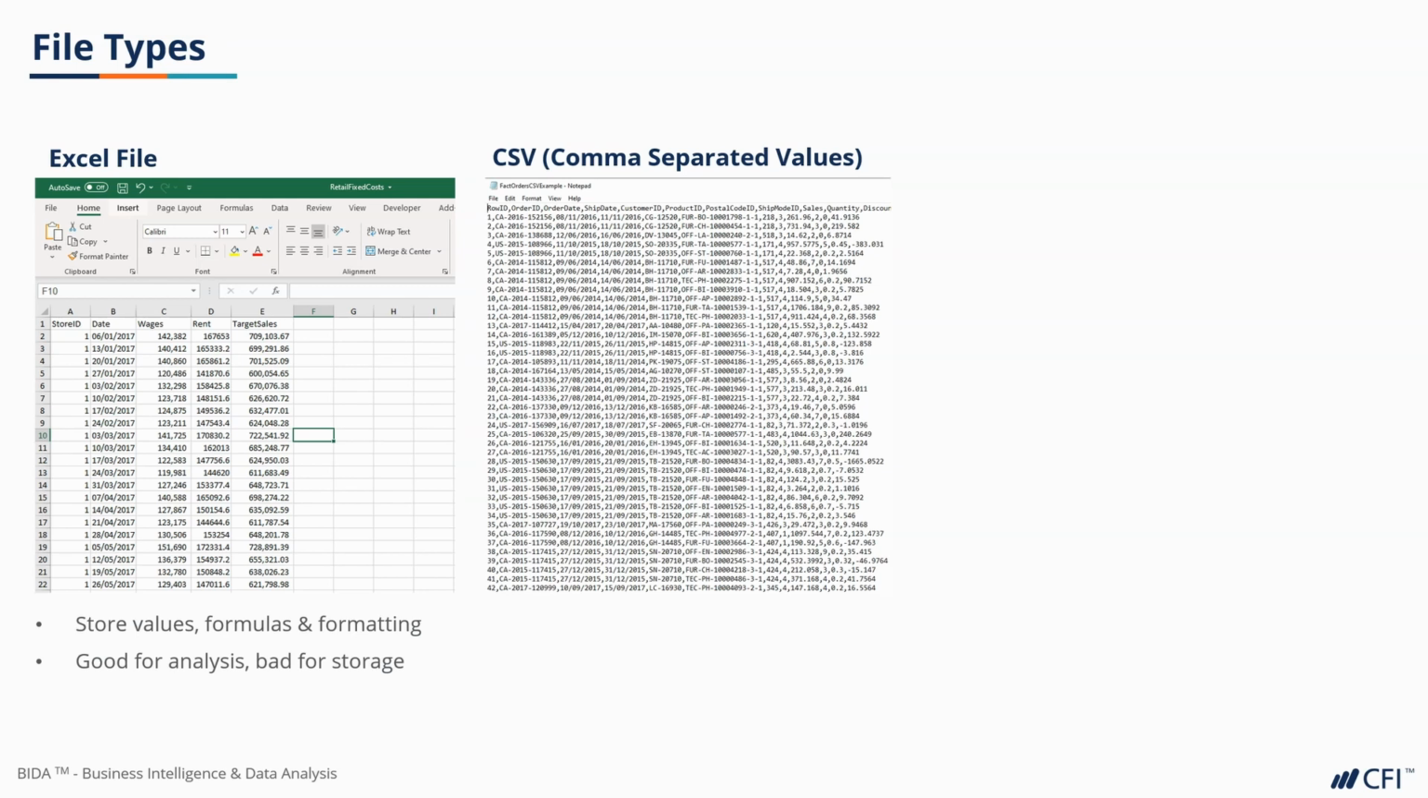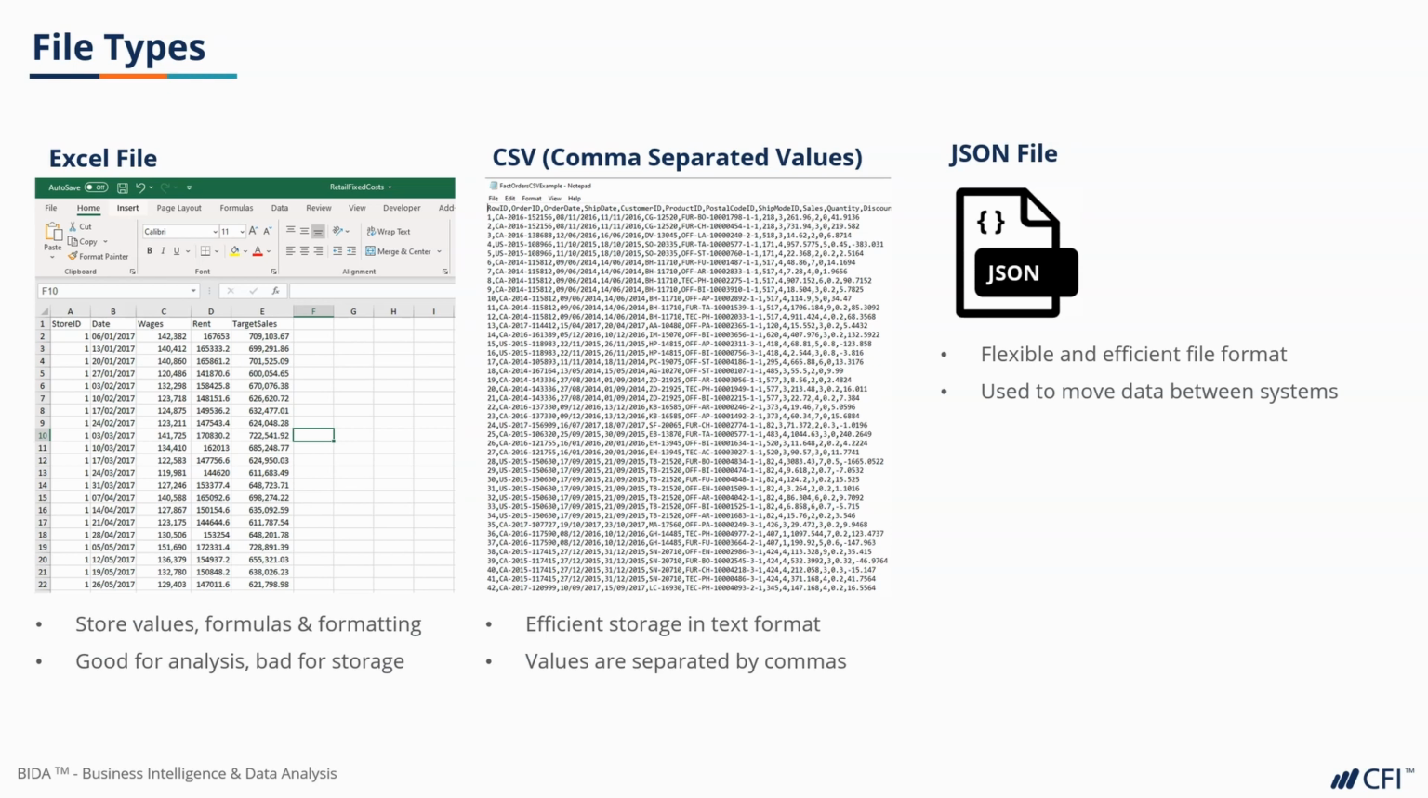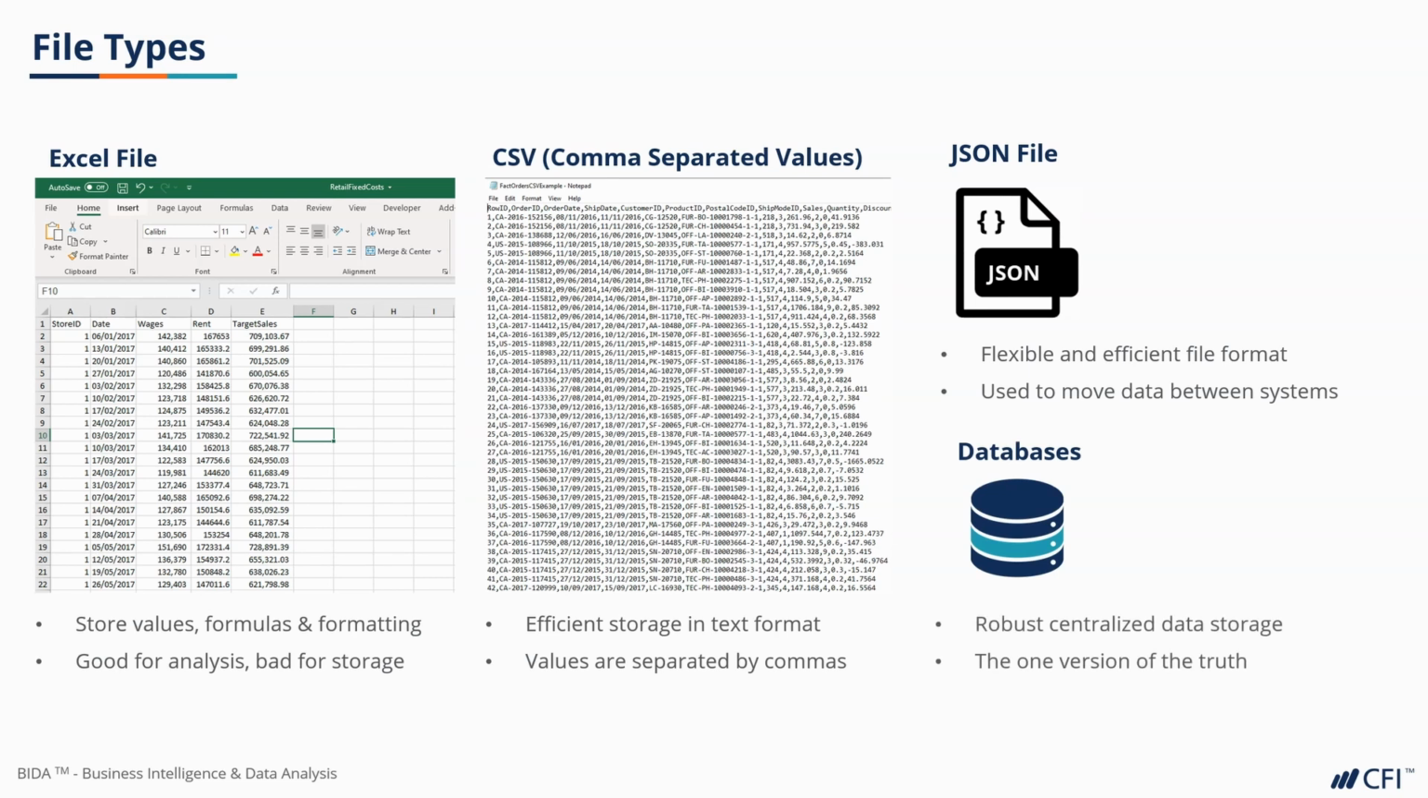CSV, or comma-separated value files, store values in an efficient text format, where each value is separated by a comma. We have JSON files, which offer a flexible and efficient file format, which is usually used to move data between systems. Finally, as we said before, we can also store data in databases, which offer robust, centralized data storage, which is often considered to be the one version of the truth. As you can see, all of these storage types have their advantages, and so it will always depend on the scenario as to which one we choose.